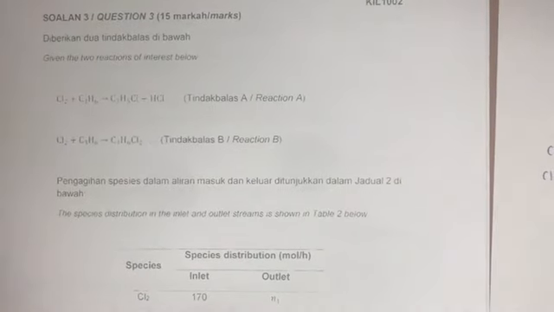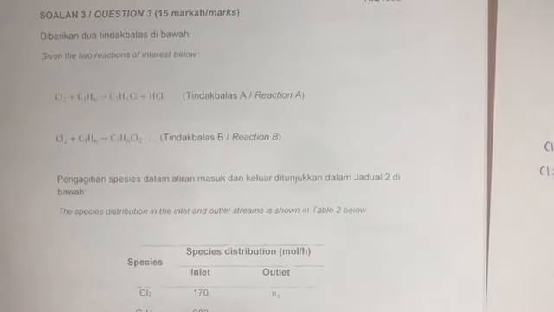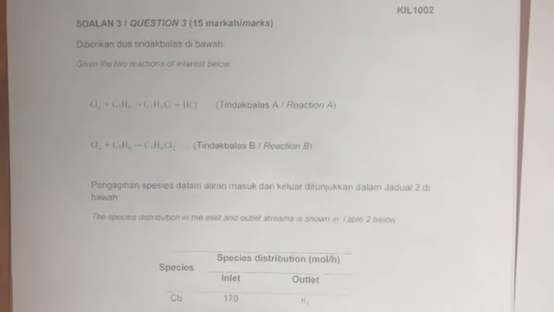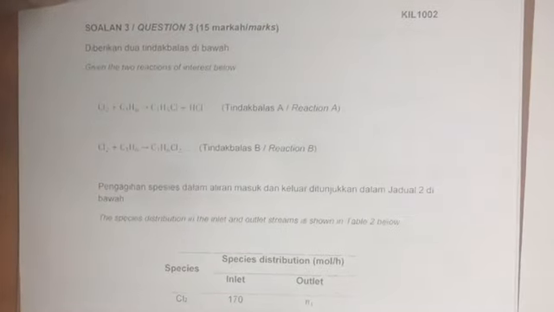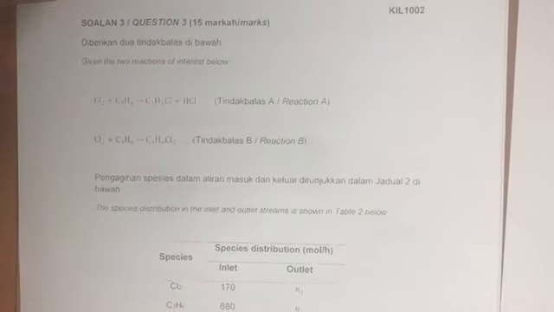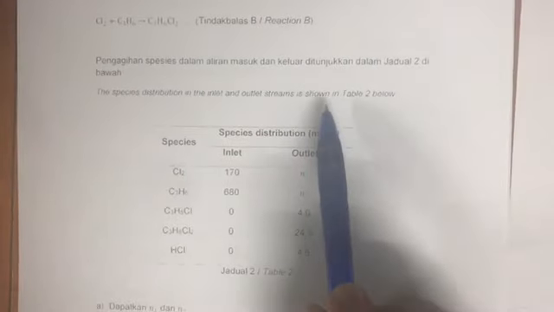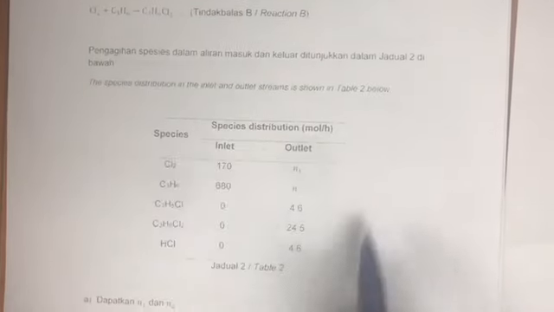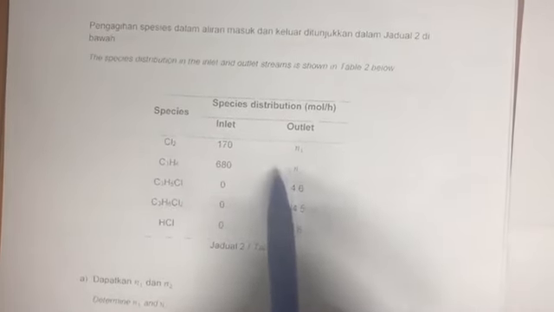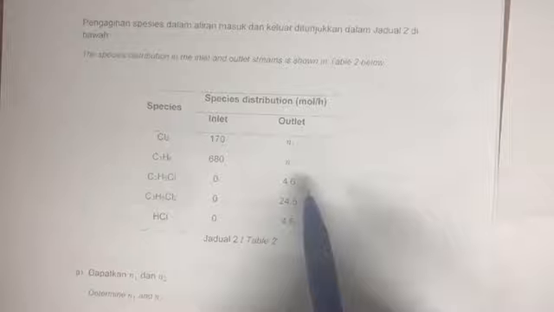Hello, welcome back. So here is another question of reactive system from 2018 CPP, question number 3. Given the two reactions of interest below, we basically have two reactions involved, named reaction A and reaction B. The species distribution in the inlet and outlet stream is shown in table 2 below. So this is basically the table that explains the inlet and outlet of the reactor. Let's just draw a diagram that illustrates this table.